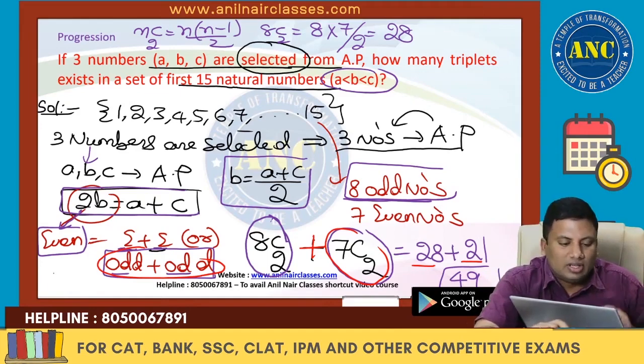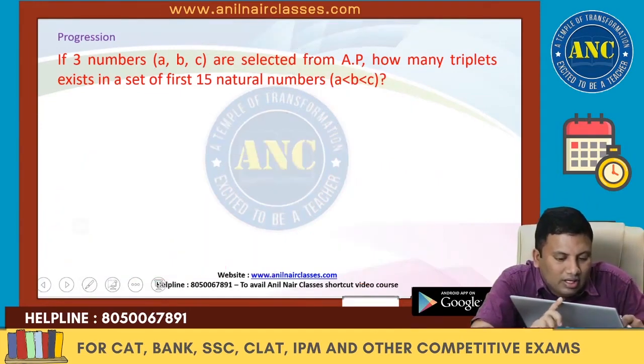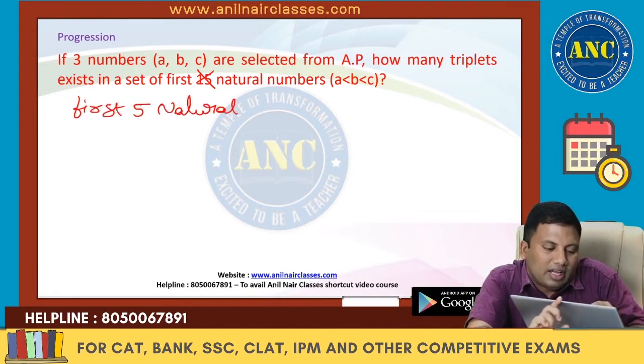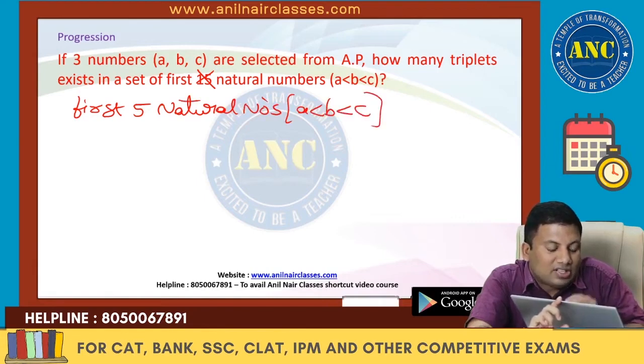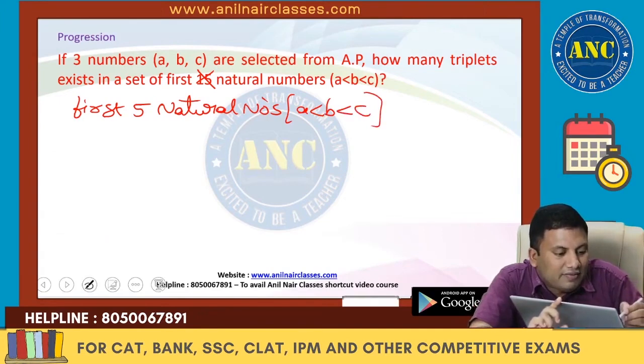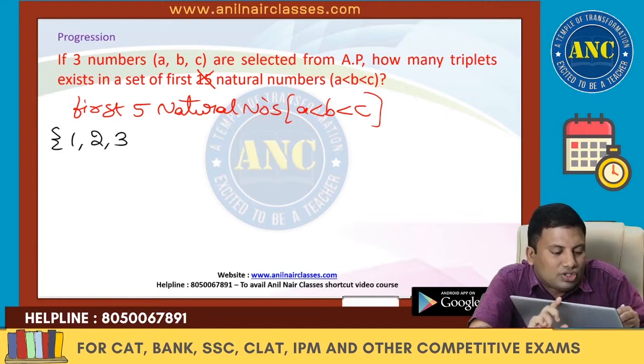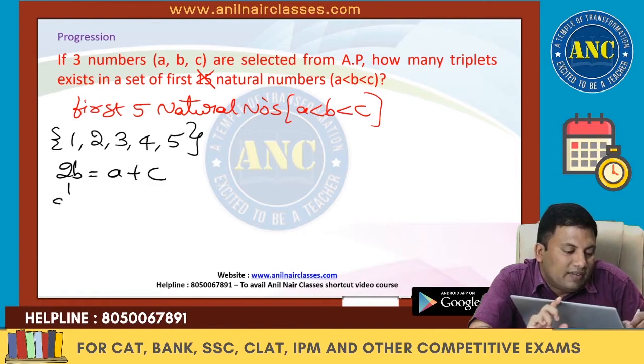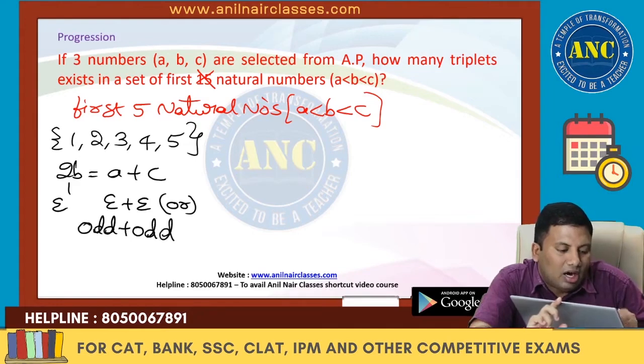Otherwise, you will unnecessarily count. What we will do is, instead of 15 natural numbers, let us take the first 5 natural numbers, so that we can check whether the counting and the answer are right or wrong. The first 5 natural numbers are 1, 2, 3, 4 and 5. 2B is nothing but A plus C, an even number. So this will be even plus even, or odd plus odd.